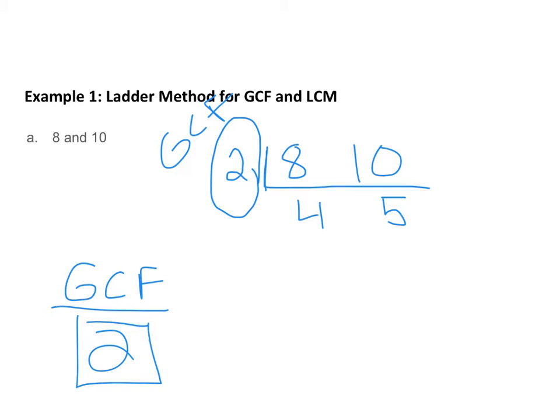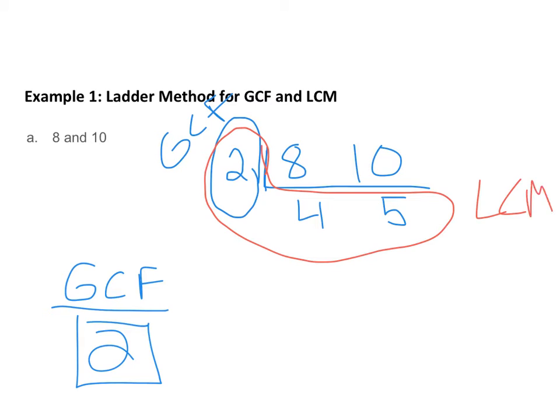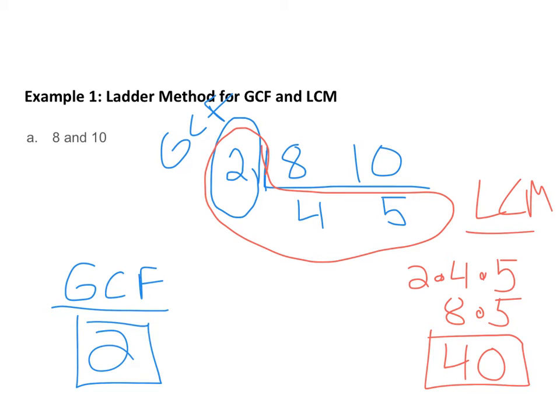If you're going to look at the least common multiple, the least common multiple is going to be taking all of your numbers on the outside and then multiplying them to find your least common multiple. So when you look at the LCM, that's going to be 2 times 4 times 5. So what's 8 times 5? And our least common multiple is going to be 40. So we can apply that method as a kind of shortcut.